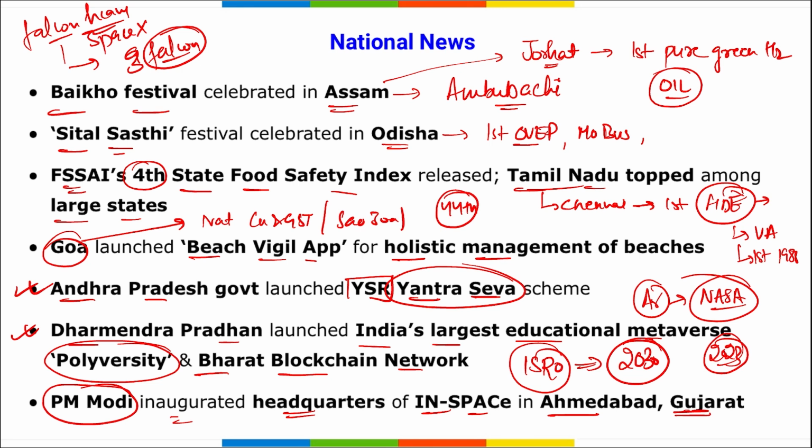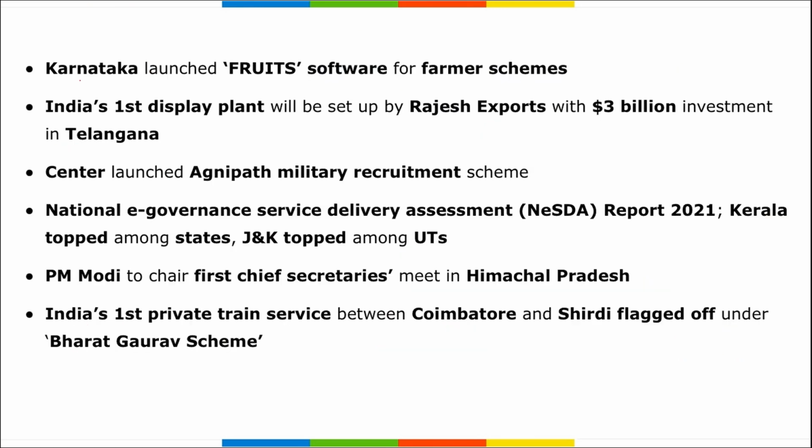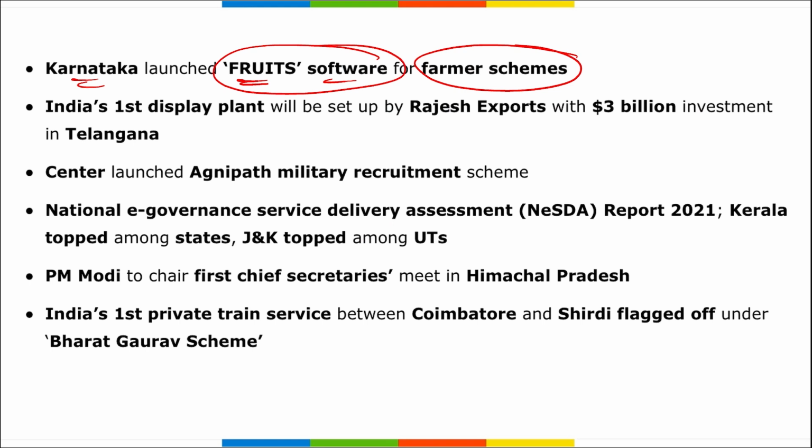All right. Then next, Karnataka. They have launched fruit software for farmers in order to help the farmers, to provide them better software and to upgrade them with the technology. That is the reason this fruit software was launched. Then India's first display plant will be set up by Rajesh Export with $3 billion investment in Telangana.